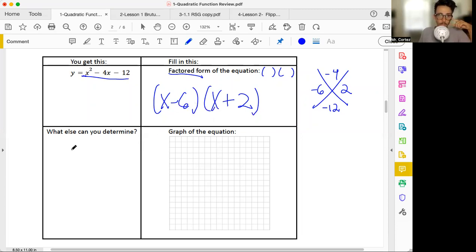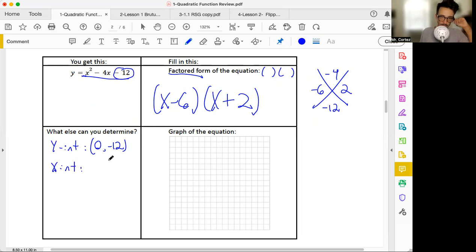What else can we determine? I noticed that if x was 0, you'd be left with negative 12. So what do I notice? You have a y-intercept at 0, negative 12. Is it a little extra to write the 0 for x? What do you think about that? Let me know in the comments.